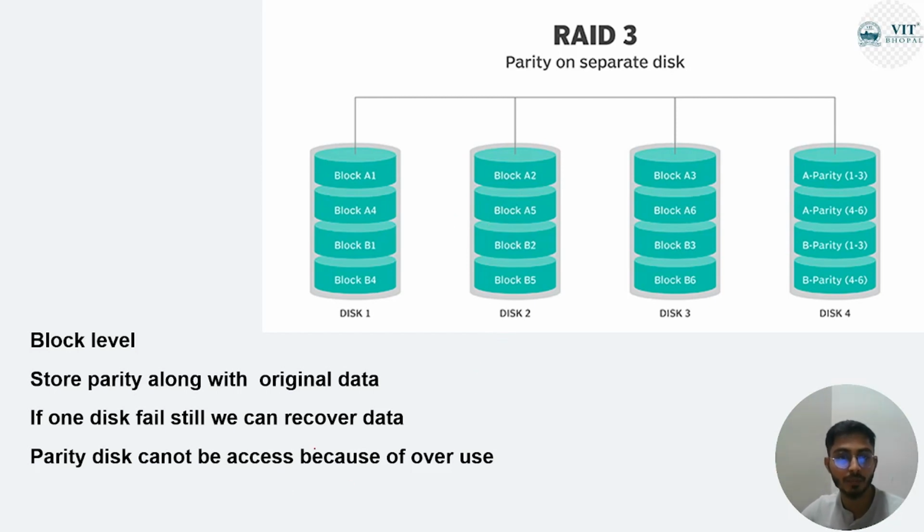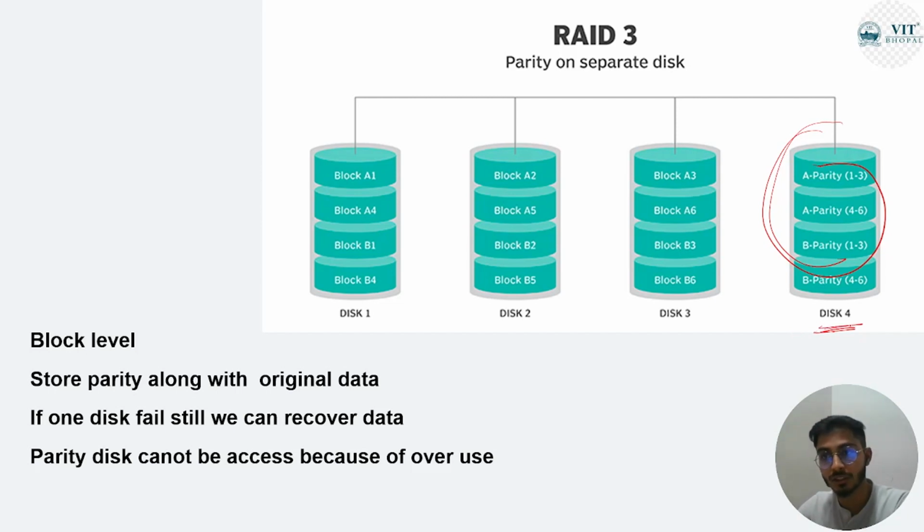The parity disk fails because of overuse. What does it mean? It means that here is a single parity disk. Every time, for every data access, you have to access this one only. So because of overuse, this disk fails.